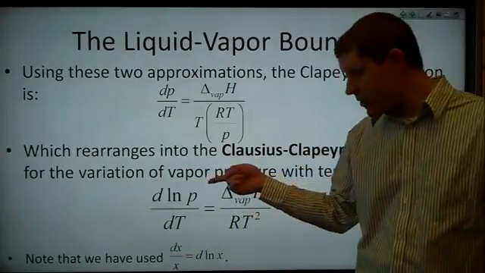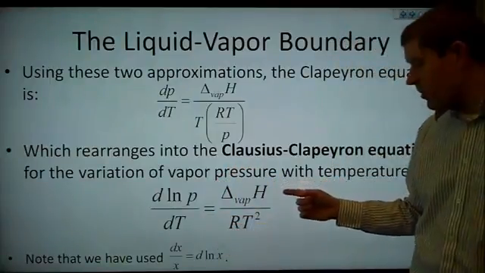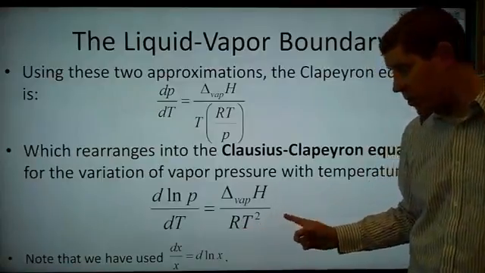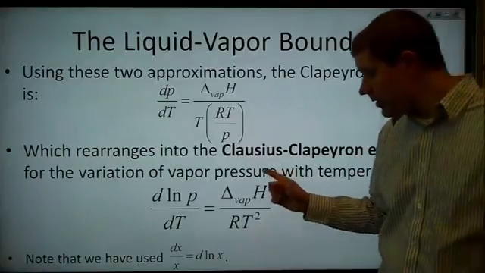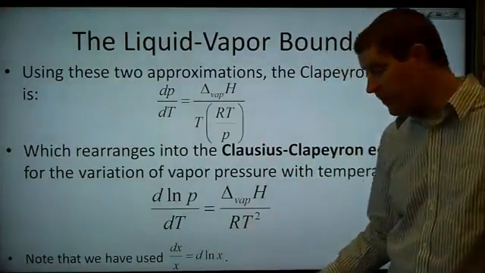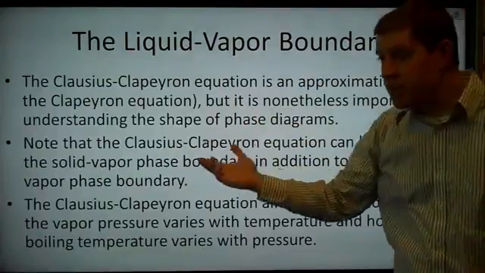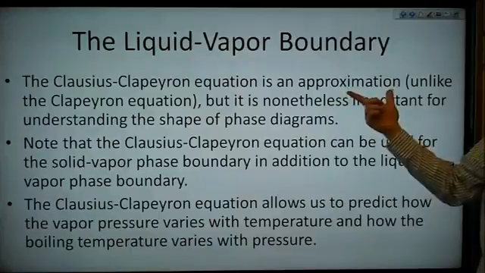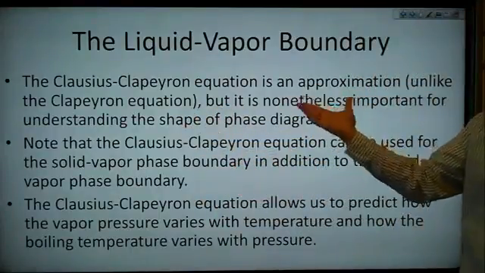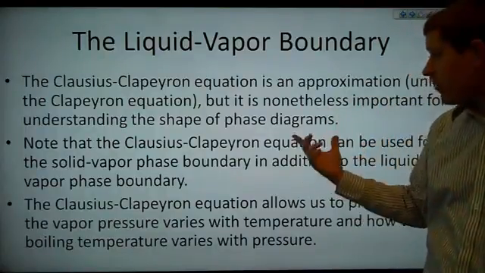The change in the natural log of pressure with respect to temperature is equal to the enthalpy of vaporization divided by R times the temperature squared. Note that in going from here to there, we've used this relationship. The Clausius-Clapeyron equation is just an approximation, unlike the Clapeyron equation, which was exact. But it is nonetheless important for understanding the shape of phase diagrams.